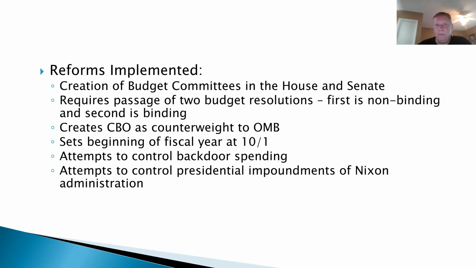It attempted to try and control something called backdoor spending. Backdoor spending is discretionary spending that happens outside of the appropriations process. Now, in theory, if it's discretionary spending, it should happen within appropriations. There should be an appropriation bill that governs that type of discretionary spending. But Congress found a whole lot of neat little ways in which it could circumvent the appropriations process and still spend money on discretionary programs.